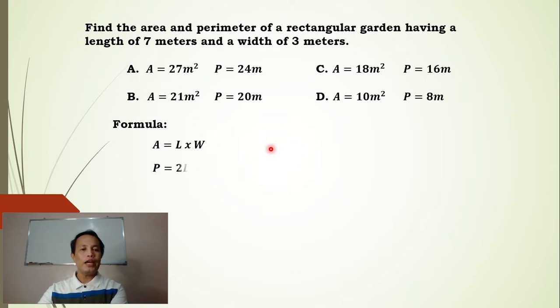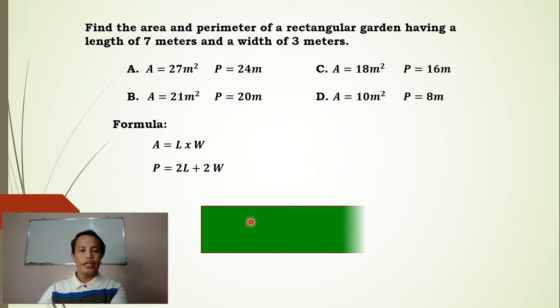While in finding the perimeter of a rectangle, we have this formula which is 2 length plus 2 width. So we have this formula in finding the area and the formula in finding the perimeter of a rectangle. So therefore, if this is our rectangular garden, given the problem, we have 7 meters for the length and 3 meters for the width.